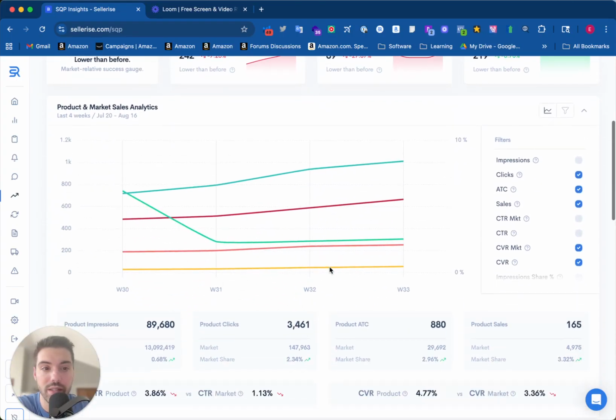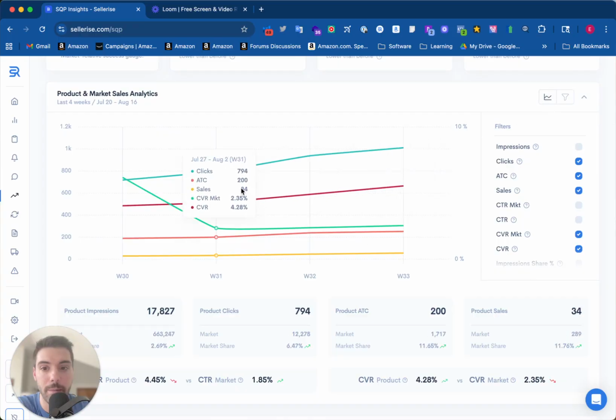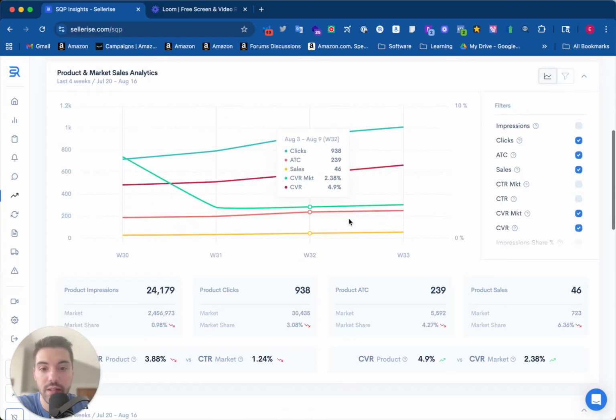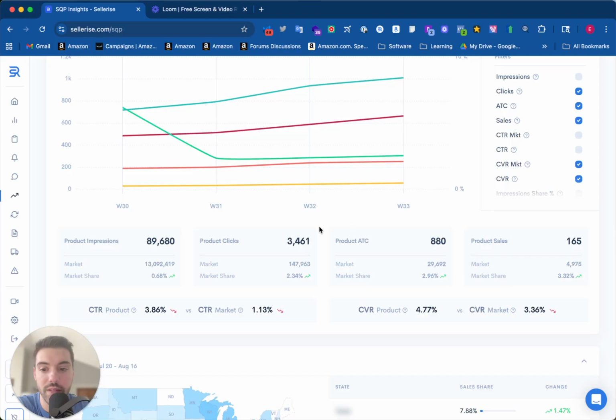Now, when you come down, it's going to have this cool graph, and you can see it in this line chart or a funnel chart. So instantly, what I like about this view is I can see the CTR of this product compared to the market and the CVR of the product compared to the market. When you're in the SQP report inside Amazon, it's really hard to see the CTR of the product versus the market and the CVR of the product versus the market in a clean, quick way. So I really like being able to see that here, and I can see our CTR is above market and our CVR is above market, which are both good signs.